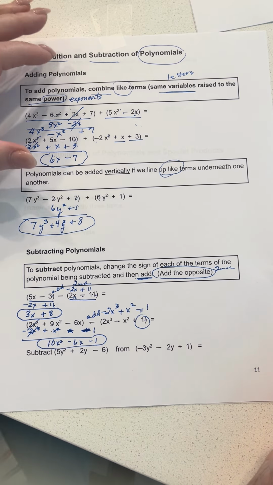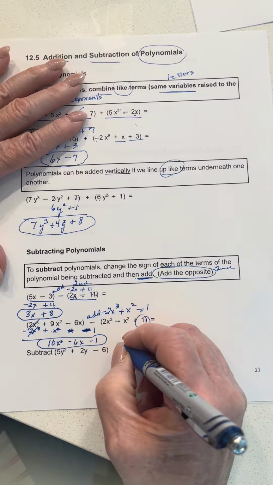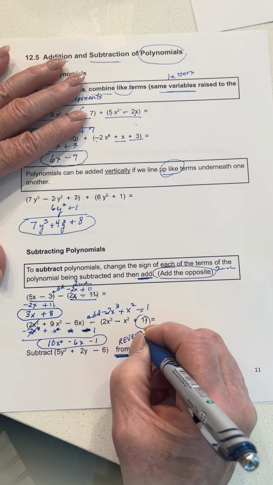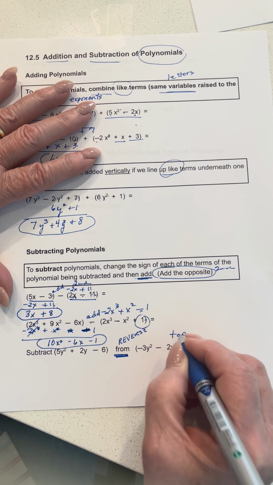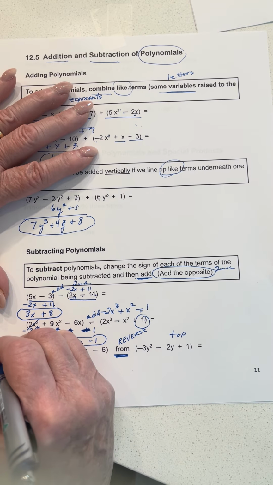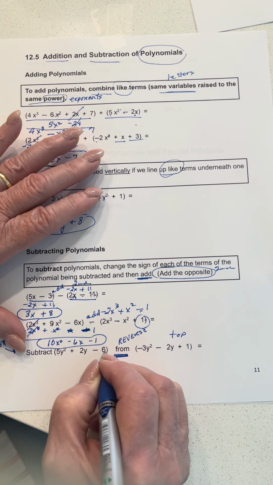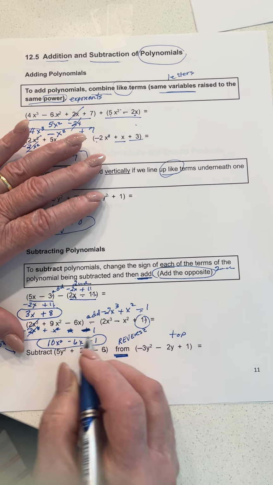The last one is a little bit tricky because we have the word from, and we know that to be the reverse word. So if we're subtracting, this is the top one, and this one is the bottom one. So it's this one that we have to change the signs of. We're going to add the opposite of this one.